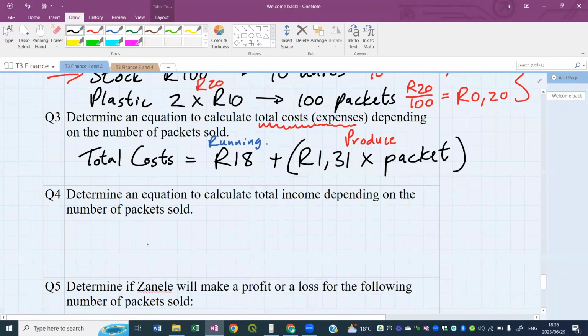All right. Now, question number 4, you guys can do for me. Someone's going to help me with this one. Someone can tell me exactly how to do this equation. So who can help me with this equation? Who'd like to help me? It's question 4. Determine an equation to calculate the total income depending on the number of packets sold. What is she going to get in? The one we've just done is for the costs. Now we're going to do the income, what she's getting in. Who can tell me how we are going to build this equation?